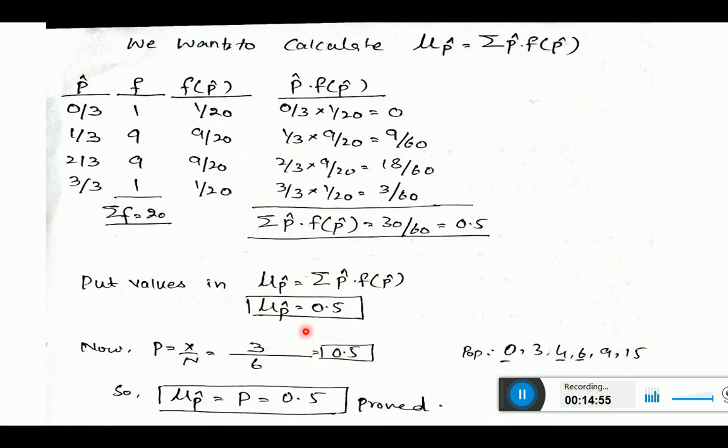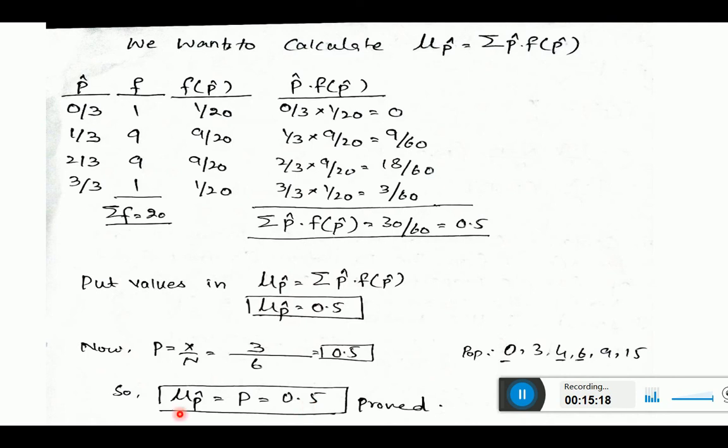Now p is 0.5, and the mean of p cap is also 0.5. It means the average of your sampling distribution of proportion must be equal to the population proportion, and both are 0.5. We have already formulated and constructed this average property, and they are equal.